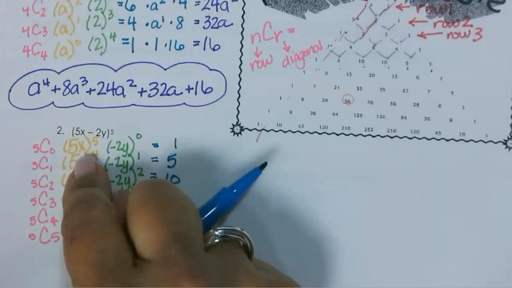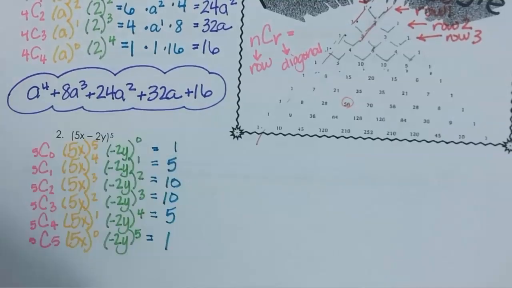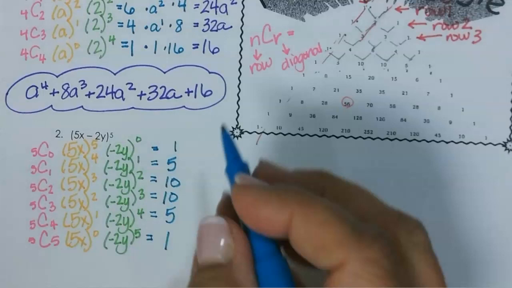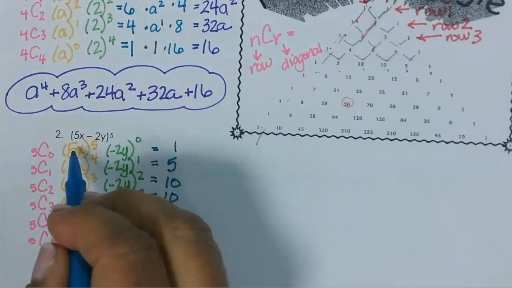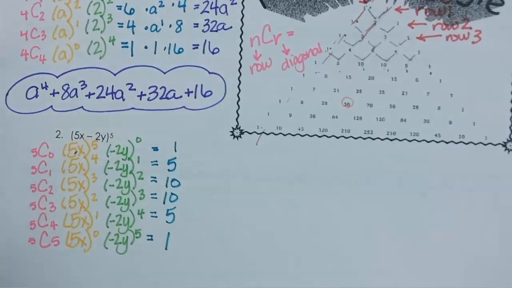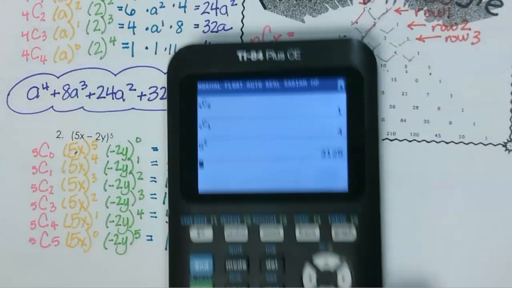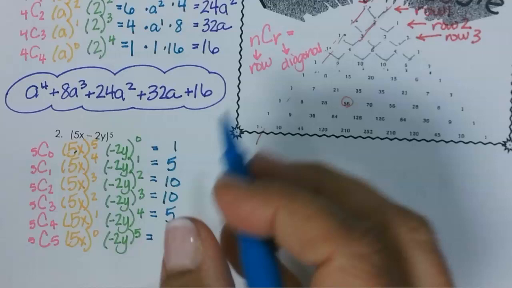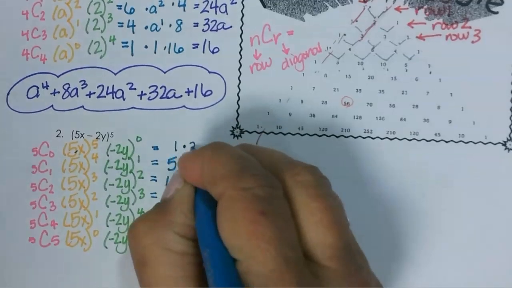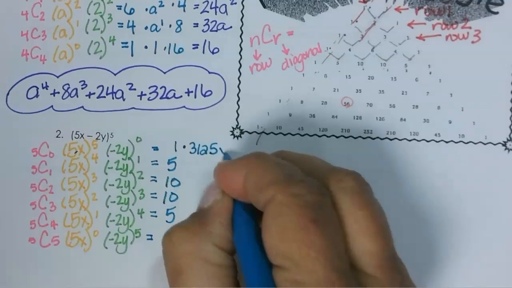Now I'm going to take 5x to the fifth. This is not 5 times x to the fifth. I need to raise 5 to the fifth and x to the fifth because this is a multiplication. If you don't know what 5 to the fifth is, that's fine. You can use your calculator. We can see that 5 to the fifth is 3125. So that's going to be 3125 and then times x to the fifth.